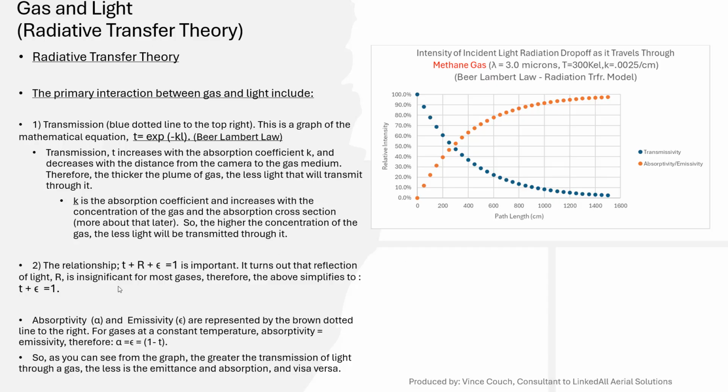So again, this is very important. Transmissivity plus emissivity is equal to 1, so when one goes up, the other goes down. And you can also replace epsilon with alpha here, so transmissivity plus absorptivity is also equal to 1. So the higher the transmission, the lower the absorption.